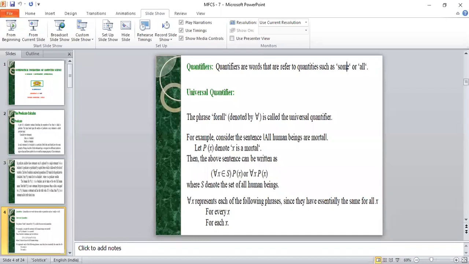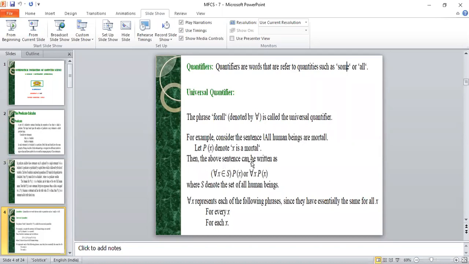Okay, first the universal quantifier. The phrase "for all", denoted by the symbol ∀, is called the universal quantifier. For example, consider the sentence: all human beings are mortal. Let P(x) denote "x is mortal".